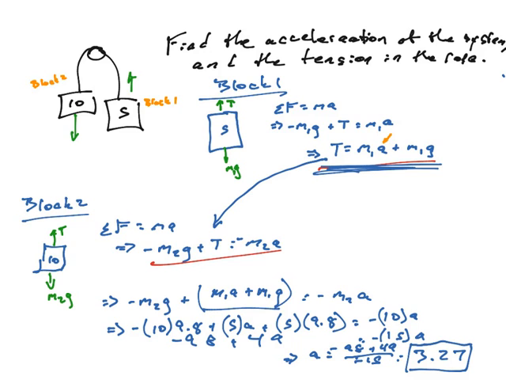But that's only one of my answers. I've now calculated a. That's good, but I still need to find T. So how do I get T? Well, now that I have a, look back up here. Plug this a right here into that a there, and I can calculate T. So what do we have? T equals m1, which is 5, times a, 3.27, plus m1, which is 5, times 9.8.